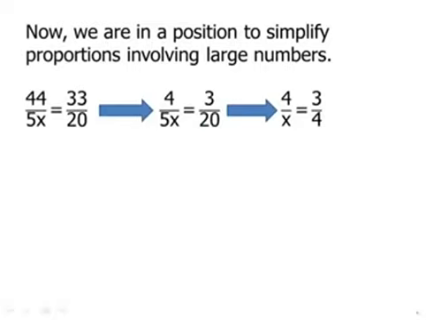Now, at this point, there are some people who are going to look at those two 4s and say, wow, it really looks like we could cancel there. We could cross-cancel them. And that is 100% illegal. We cannot cancel those two 4s. In fact, at this point, the only thing we can do is cross-multiply. We cross-multiply and divide by x to find the answer.